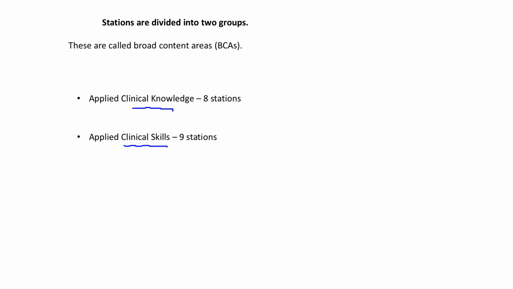So this is applied clinical knowledge. The question will not be what is the course of the median nerve. Instead, the question will be that a person has an injury to his wrist, which nerve can be damaged, and how you will assess it clinically. So there are applied clinical knowledge and clinical skill stations.